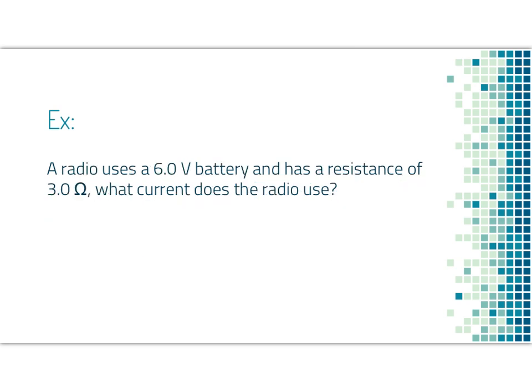A radio uses a 6-volt battery. Now, it doesn't tell us exactly what this is, but the unit of volts should tell us that this is potential difference or voltage. So we are saying that that is V. And it has a resistance of 3 ohms. So R equals 3 ohms. What is the current? Current is I.